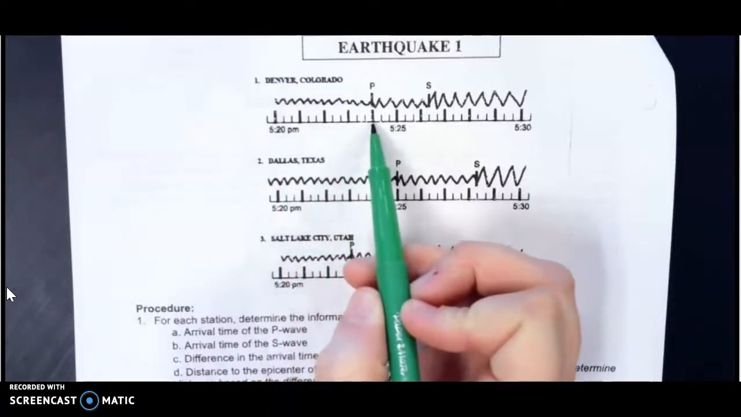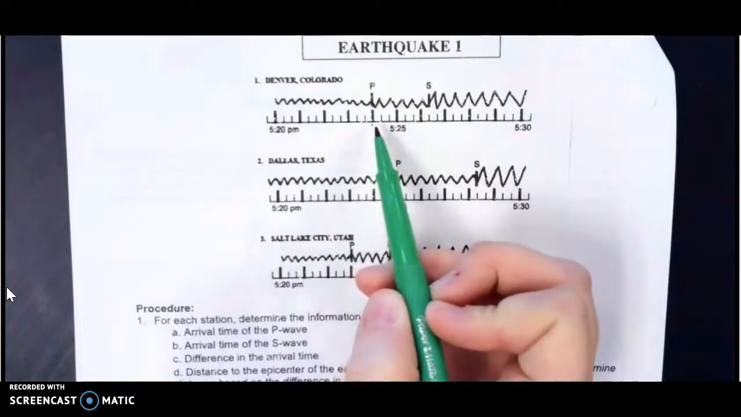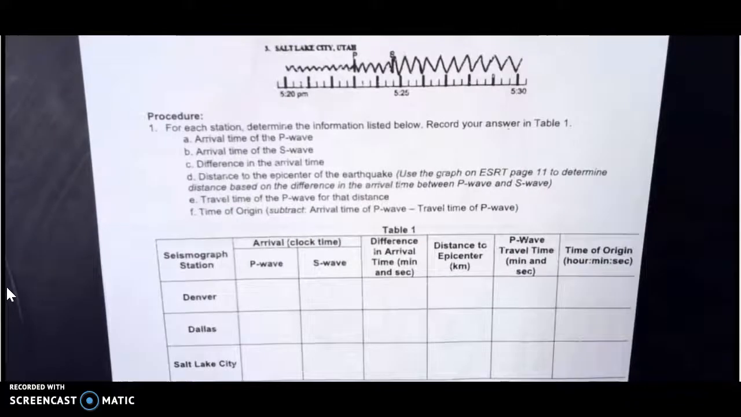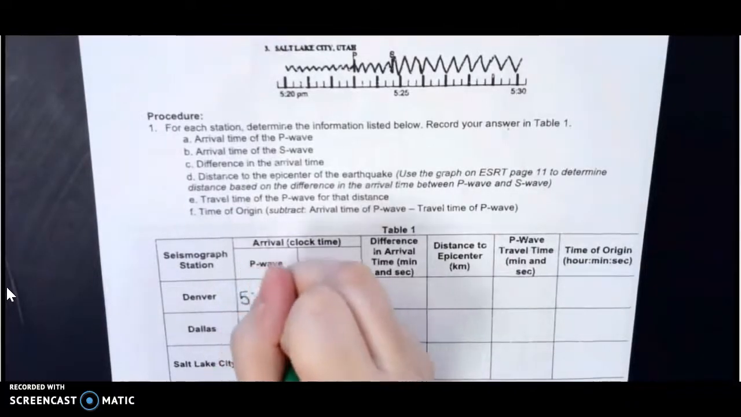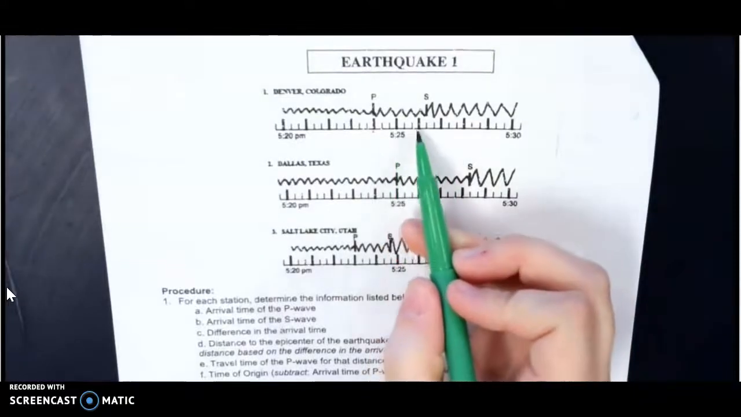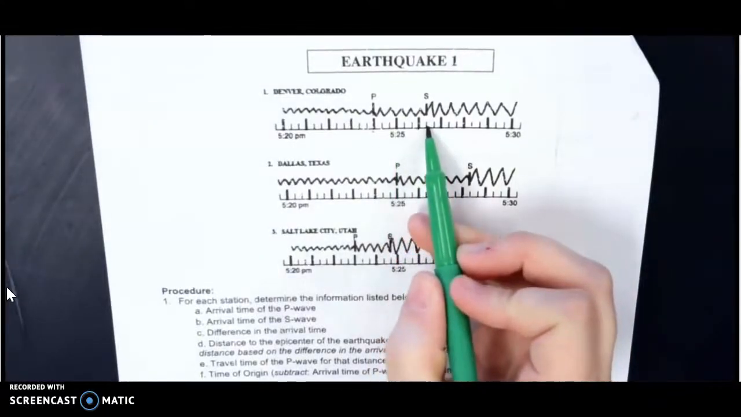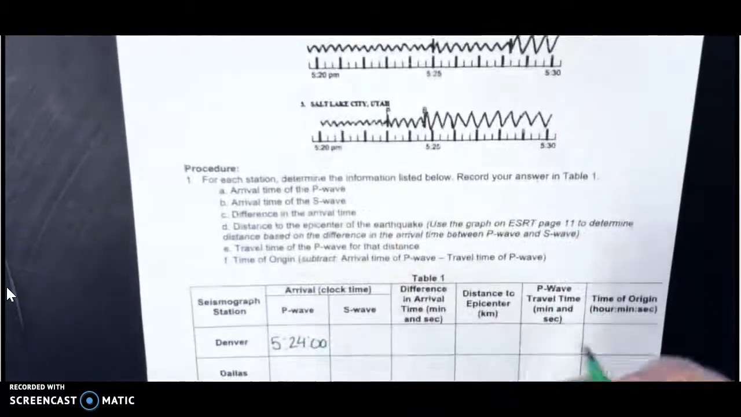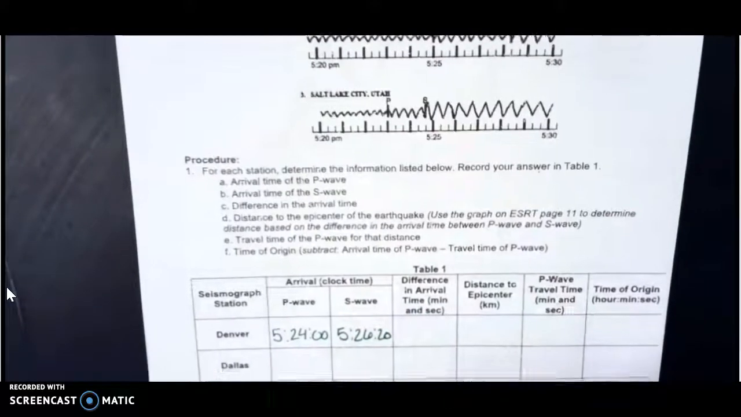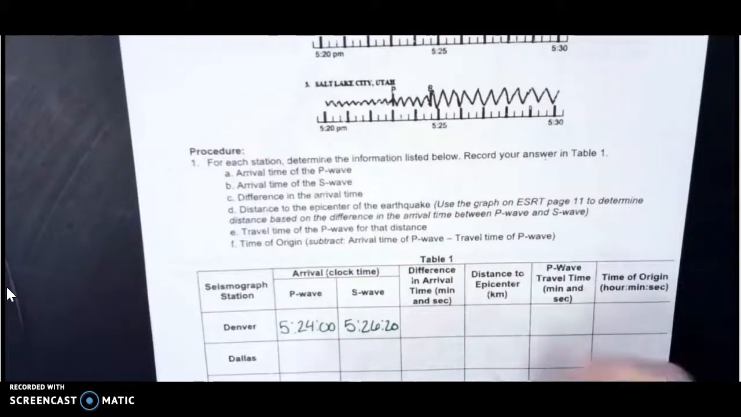So our P wave arrival time for Denver, Colorado is 5:24. You're going to put that on the bottom here, 5:24. And your S wave arrival time is 25:26, and it's actually one past that. So it's 5:26:20. We're going to fill out the rest of this first, and then we'll go through the other information.